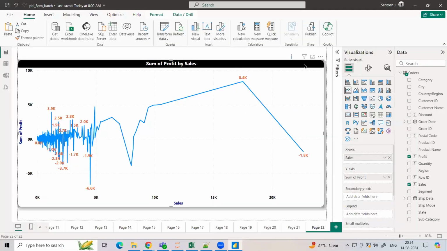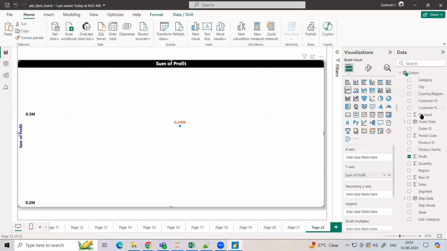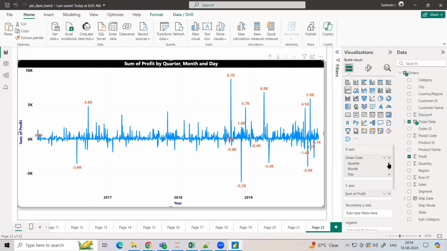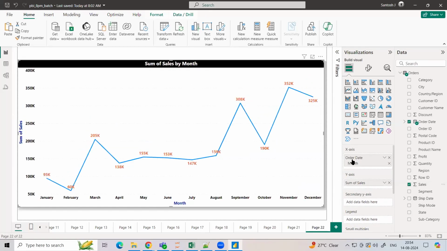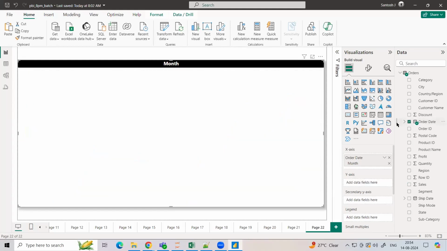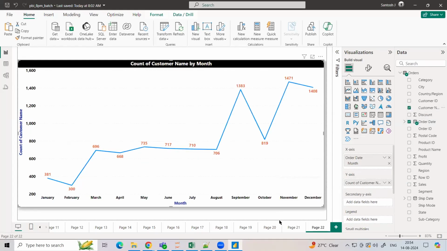Now let's talk about your order date, where I'll be taking only the month for now. In the month, I'm adding the sales. So month versus sales is perfect. But instead of sales, I will add categorical data. Is it still readable? Yeah. It is still giving the trend of the customer count. Yes, it's giving.